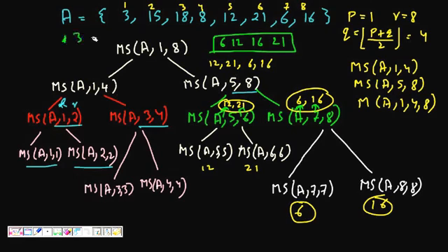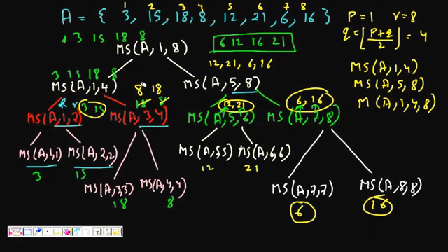In the left part it is 3, 15, 18, 8. So here it becomes 3, 15 and 18 and 8. Now 18 and 8, when they are merged, become 8 and 18. This becomes 3 and 15.